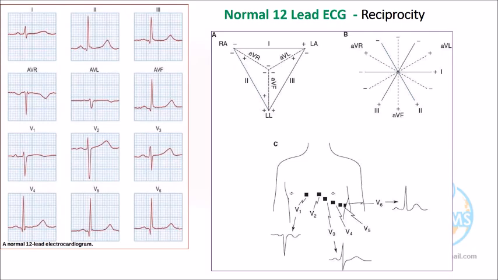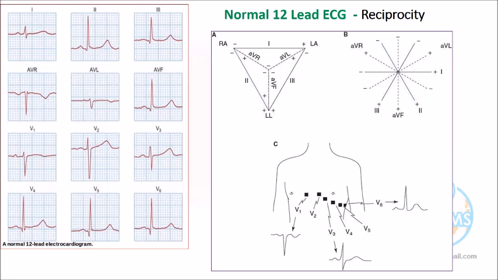What you are seeing here, you see that there are 12 lead ECG, right? You see that all 12 leads are not the same, right? They are different. The axis is different, the voltage is also different. Upper and lower deflections are all different.